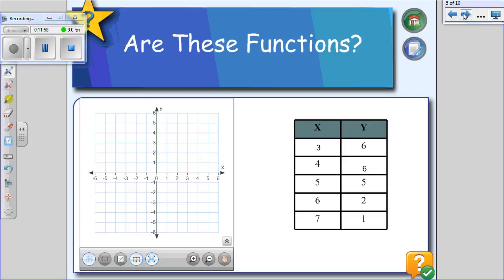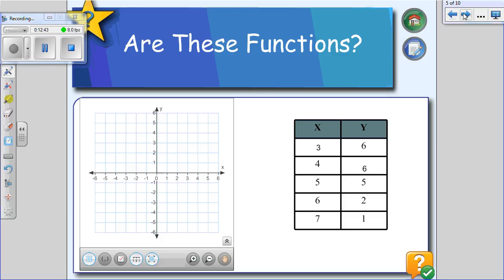Are these functions? I know that a lot of this is review, but we've got to do it. Is this a function? What's the test we do to see if something is a function? The vertical line test. There's no graph here. Draw it. Draw the graph.